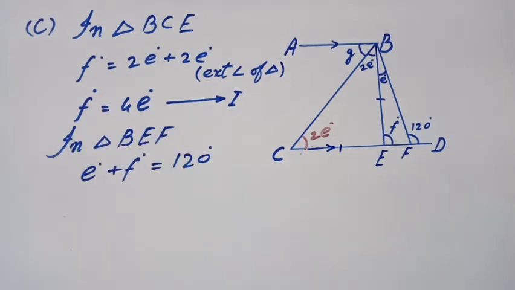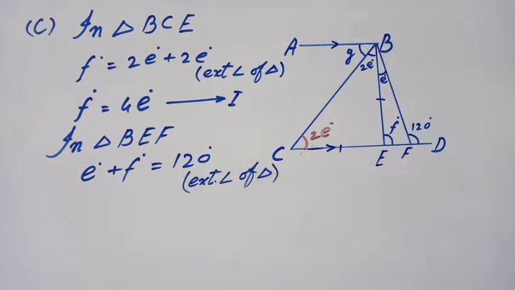So, in the triangle BEF, E plus F would be equal to 120 degree. Why? Because this 120 degree is an exterior angle. This should be equal to sum of opposite two interior angles.